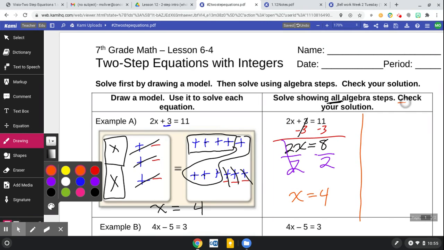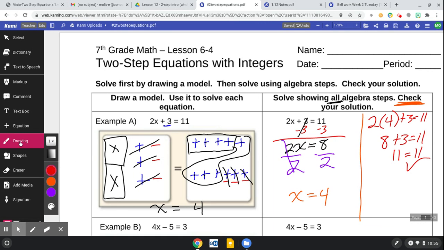Now, remember, you have to check your work. Going to be pretty picky about that, just like I was with one step. You have to check your work, because when we get to rationals, you're going to want to check it. All right, replace x with 4, because that's our solution. 2 times 4, 8, plus 3 should equal 11, and it does. So my solution for both is correct. Okay, you have 3 more just like that.